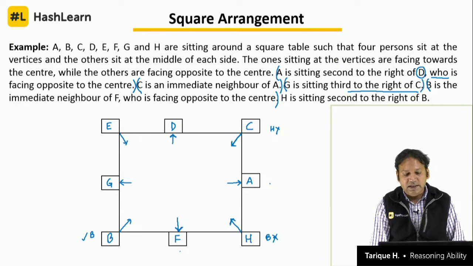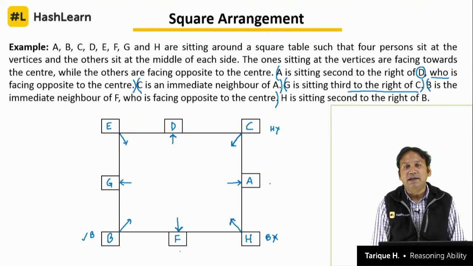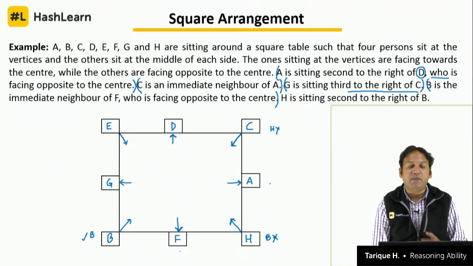And as you can see, there is a lot of similarity between circular seating arrangement questions and square seating arrangement questions. The only thing here is that it is clearly mentioned right at the beginning that those who are sitting at the corners are facing towards the center, and those who are sitting at the sides are facing away from the center.